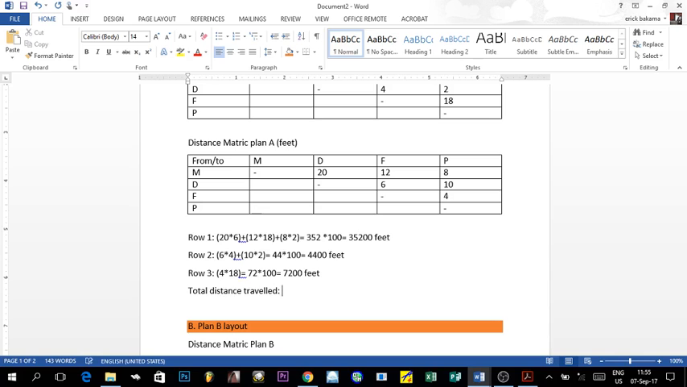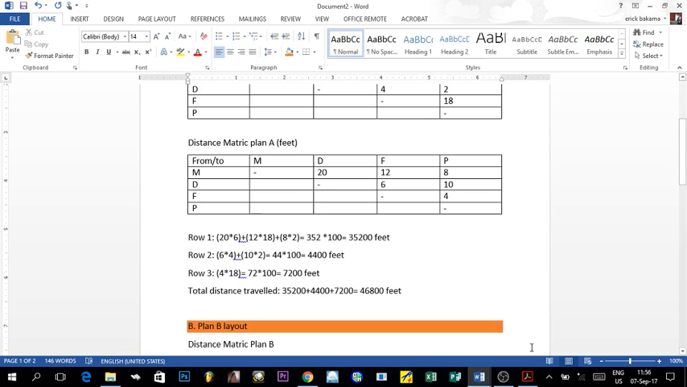The total distance will be the 35200 plus 4400 plus 7200. And what is the value that we get? The value that we get is 3420 plus 4400 plus 7200. And the value that we get is 468. So it's 46,800. These are feet.